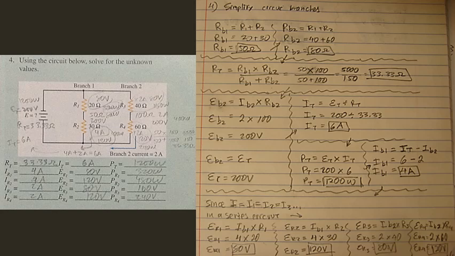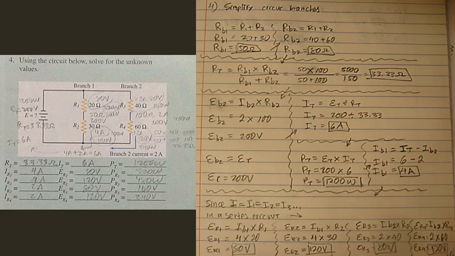To figure out the power, just really quick, power total is nothing but the power formula, P equals E times I, or power equals voltage times current. In this case, voltage is 200, our current total is 6 amps, so that is 1200 watts.